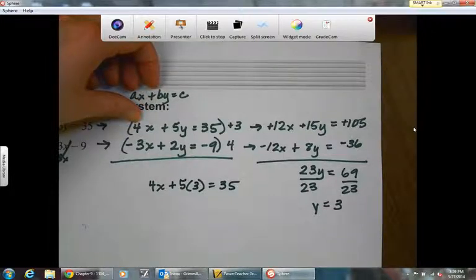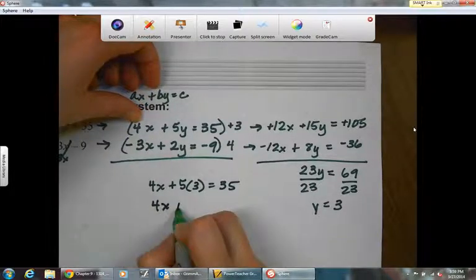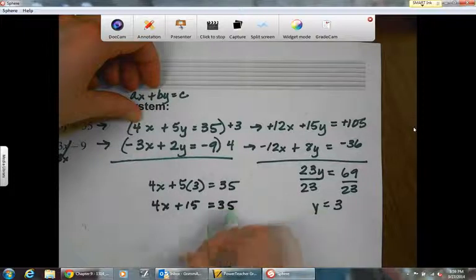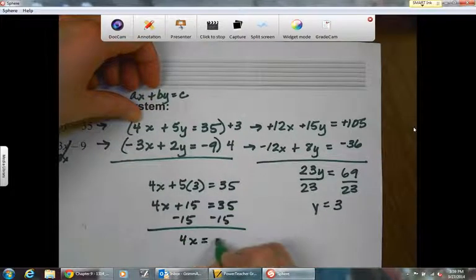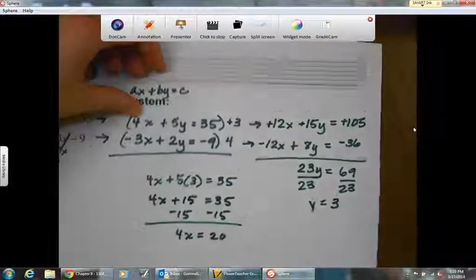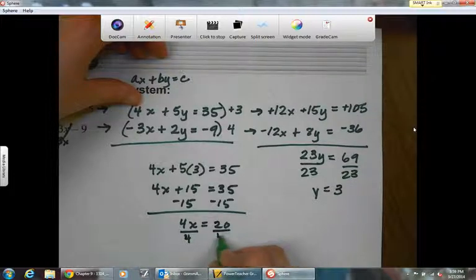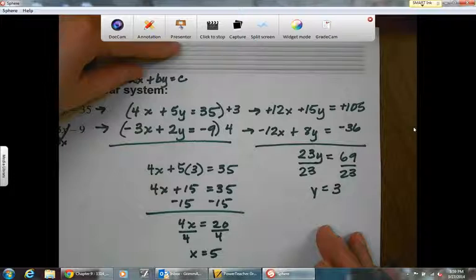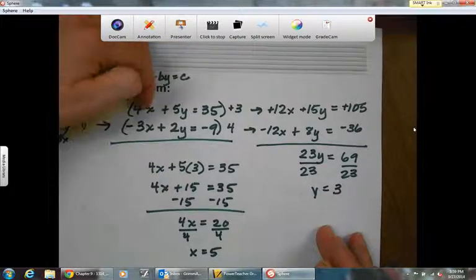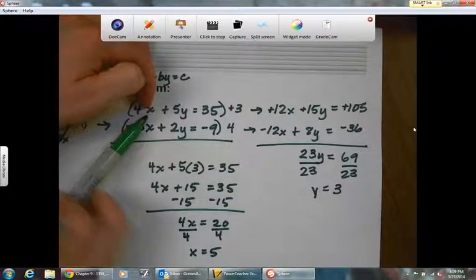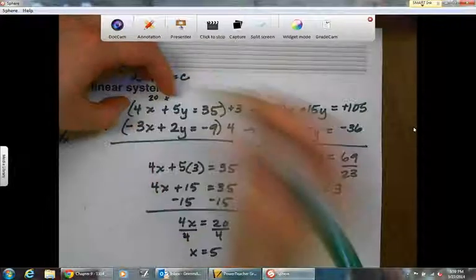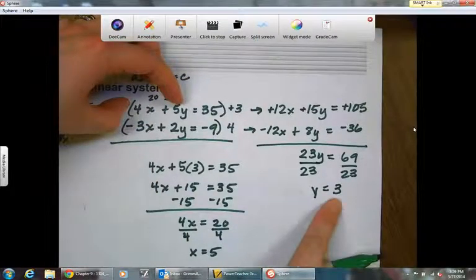So 15, I'm going to subtract out 15. Looks like I get 4x equals 20, and then I'm going to divide both sides by 4, and so x equals 5. And again, if I want to plug it back in and check it, I can, because I take 4 times 5, which is 20, plus 5 times 3, which is 15, and I say, does that give me 35?